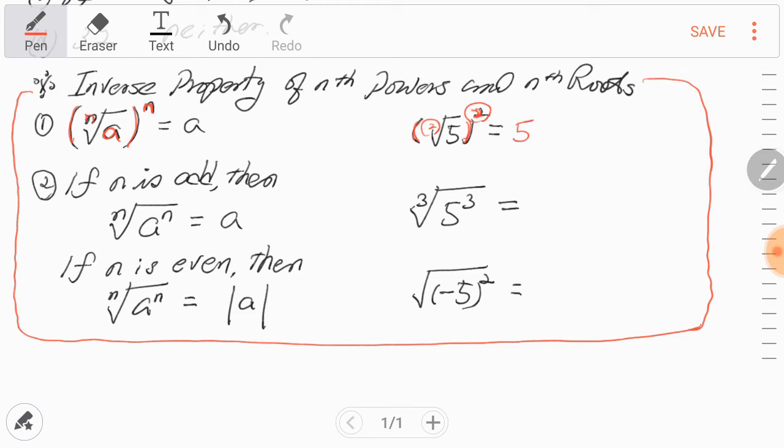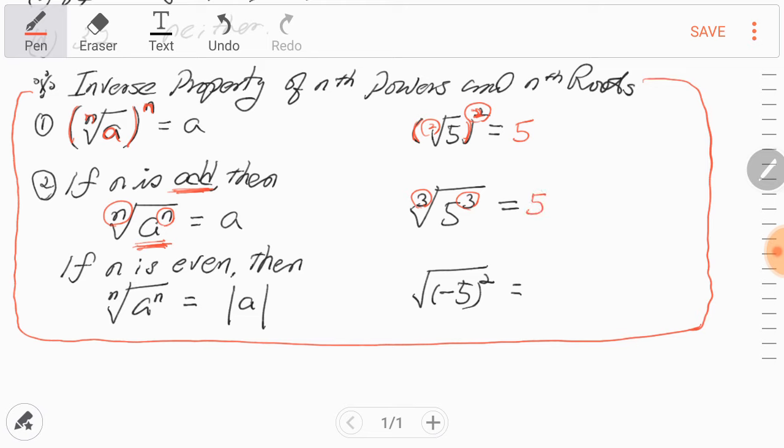Very simple. Okay, how about the next one? Now if n is odd, and remember the previous example, n is an odd number, so the nth root of a to the nth power. If n is odd, this radicand can be positive or negative, it doesn't matter, and the result has the same sign as the radicand. So in that case, you can take this a out. So here, the cube root of 5 cubed, then take the base, which is 5, out.